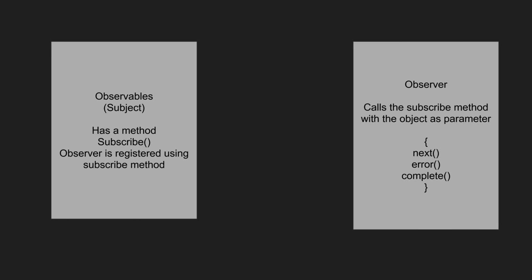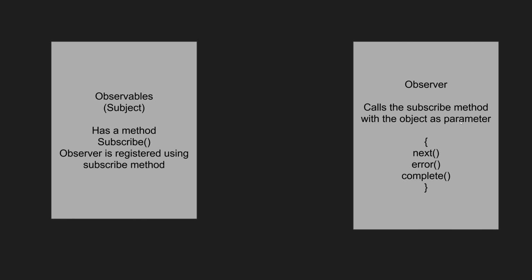This is the common thing. So when the observer calls the subscribe method, whatever data the observable sends will be sent to the observer, and the observer will execute the logic. Now the observer calls the subscribe method present in the observable. Observable has a method called subscribe. It will call the subscribe method, and in that subscribe method it will pass an object as a parameter.